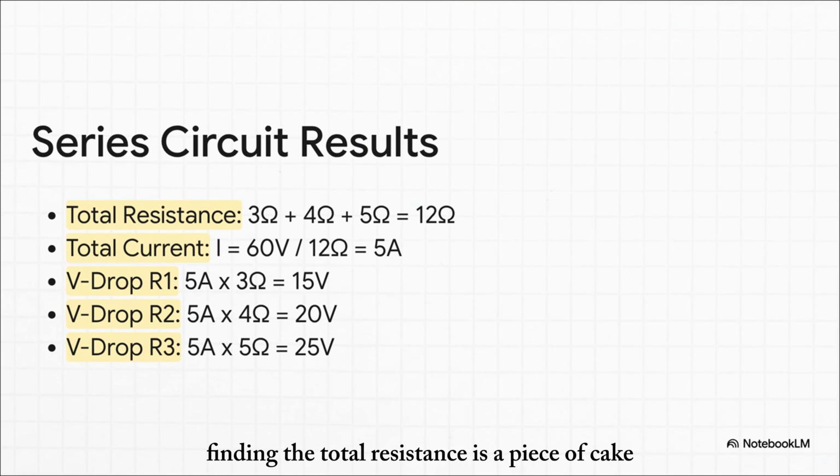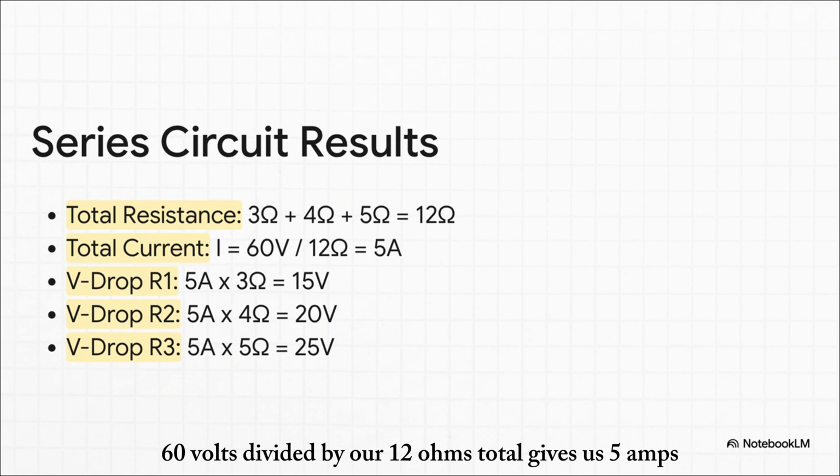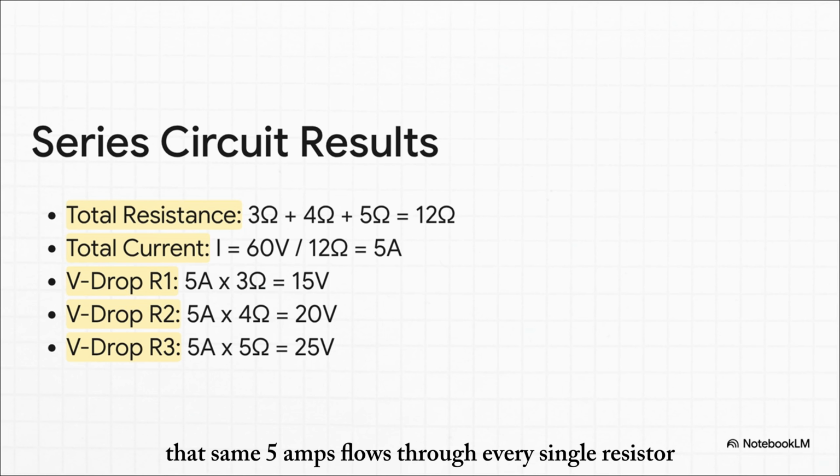As you can see, finding the total resistance is a piece of cake. We just add them up. 3 plus 4 plus 5 gives us 12 ohms. Now, we use Ohm's law on the whole circuit. 60 volts divided by our 12 ohms total gives us 5 amps. And remember, because it's a series circuit, that same 5 amps flows through every single resistor.